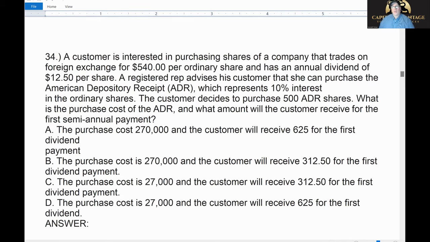Okay, so here's another one that you just got to try to work through. I've seen those in STC. I've seen it in quite a few places. So let's try to get through this. So remember, an ADR represents a foreign security. Nine times out of 10, they just kind of want to know that. But in case they make you do the math, here we are.